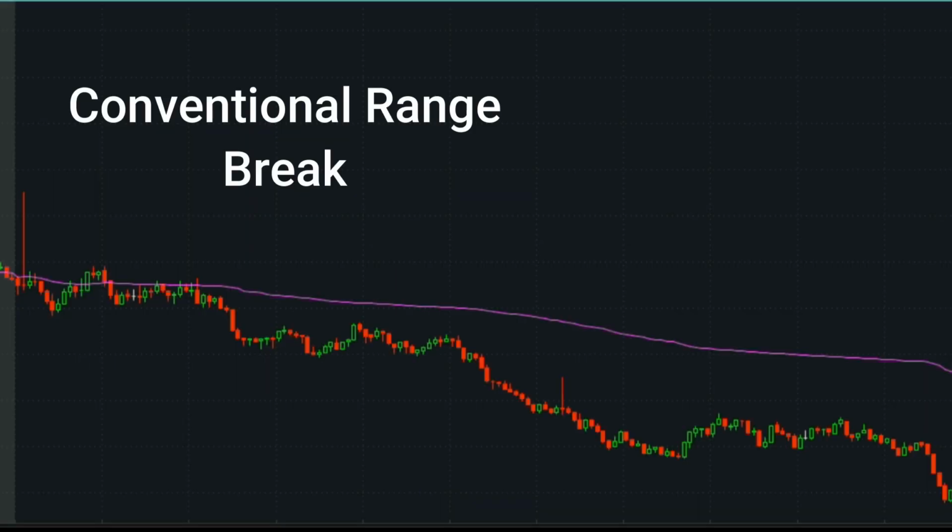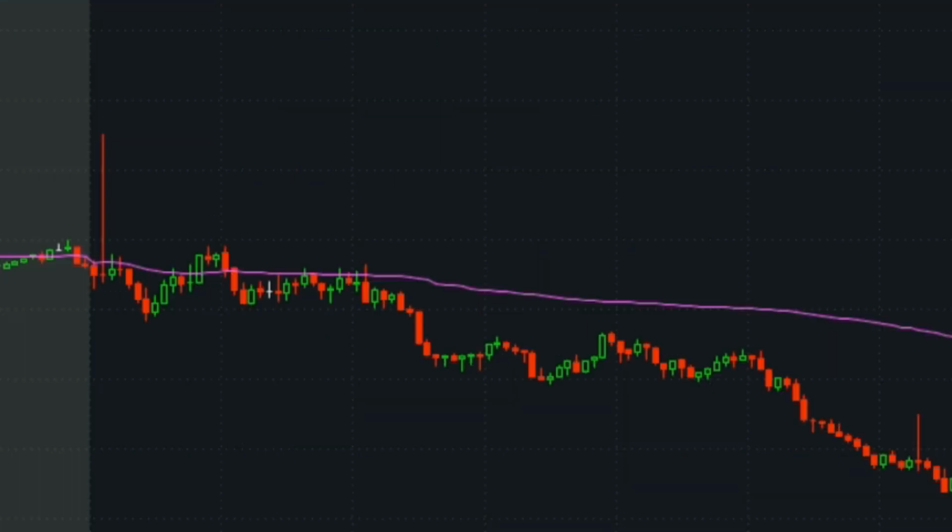Now, we talked earlier about how choppy trends can cause big drawdowns in a trader's account, but today I'm looking at how to take advantage of those type of choppy breakdowns.